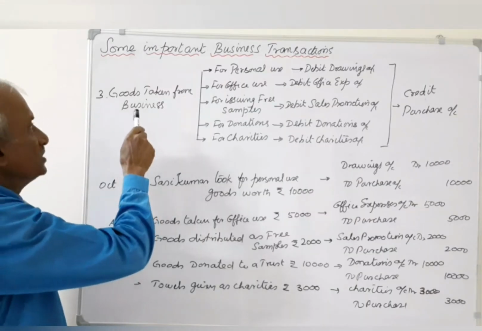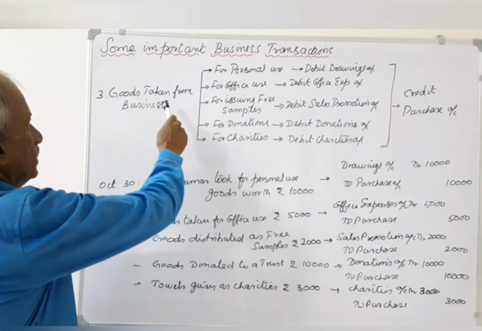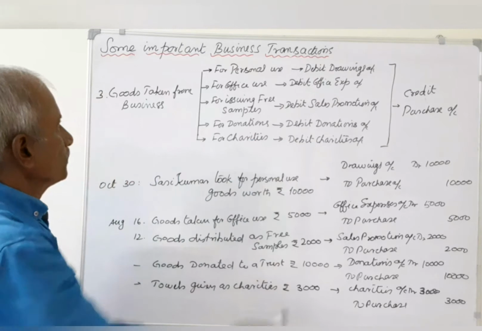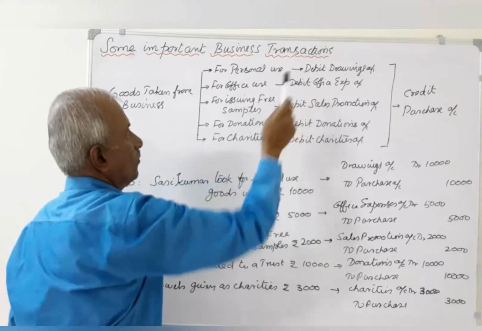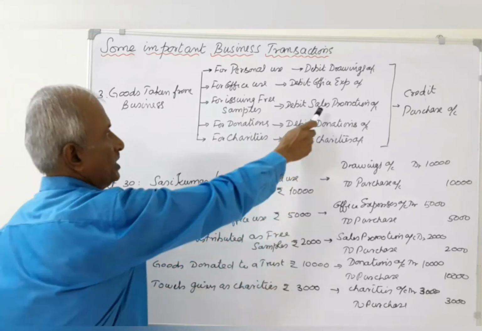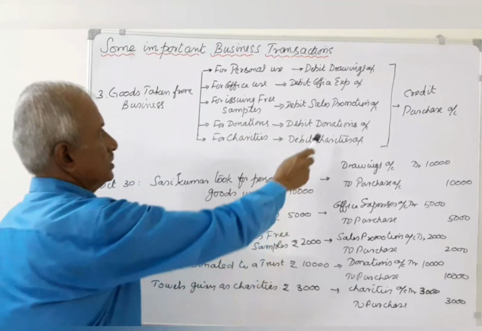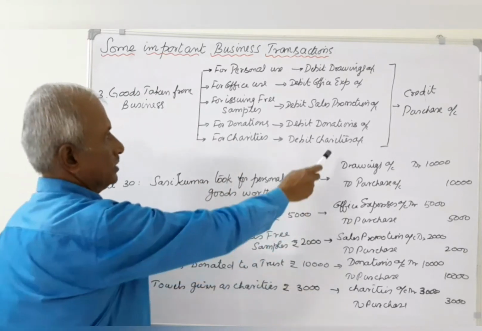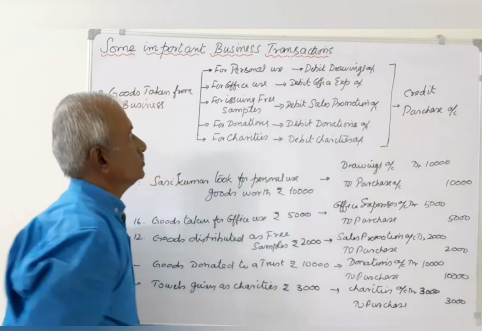Now the next business transaction is goods taken from business. If it is for personal use, debit drawings account. If it is for office use, debit office expenses account. If issued as free samples, debit sales promotion account. If goods taken for donations, debit donations account. If goods given to charities, debit charities account. In all these cases, credit purchase account.